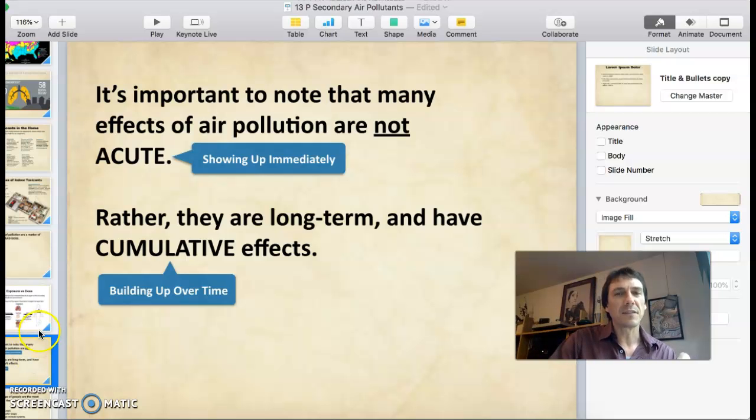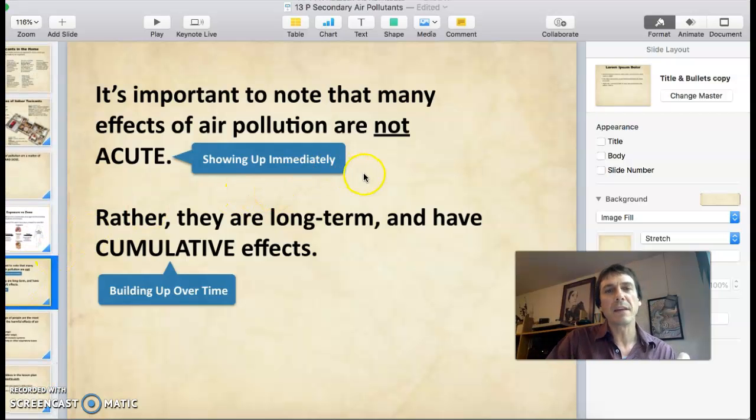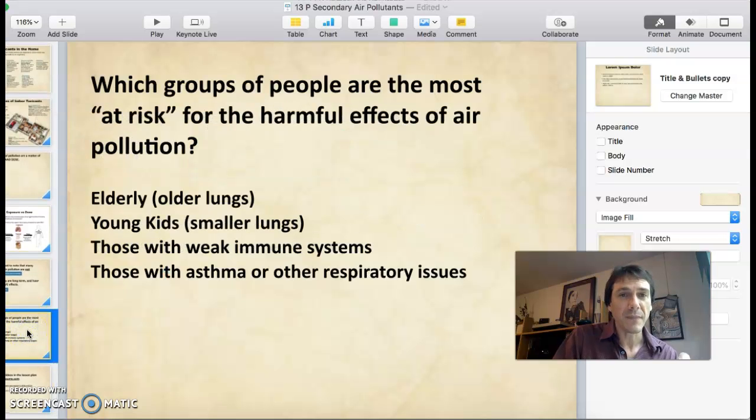Last thing I want to say is it's important to note that many effects of pollution are not acute, they're rather cumulative. So know these words: acute, that means it's showing up immediately, and cumulative, it builds up over time. So most of this air pollution stuff builds up over time. It's not necessarily acute. And here are the groups that are particularly at risk, and this is obviously true, and true also with COVID too, right? Elderly, not necessarily young kids for COVID for some reason, but the elderly, those with weak immune systems, etc.